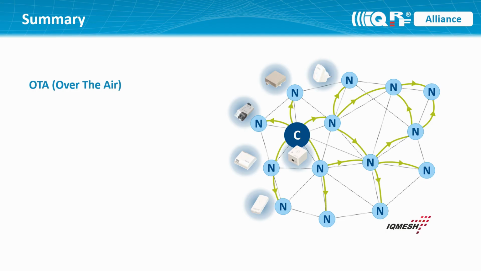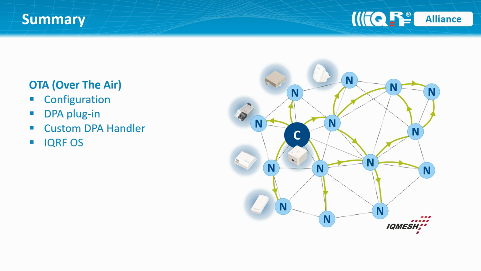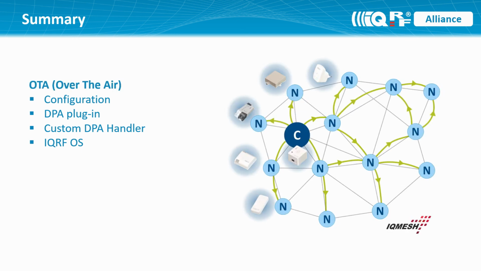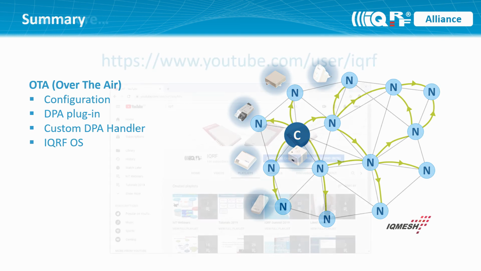In this video, we showed how to change the network device configuration, how to upload the new DPA plugin and the custom DPA handler, and finally, we showed the more complex task of upgrading the operating system. Keep in mind that the IQRF network allows you to do software and setup updates via the over-the-air function, and the process is usually very simple.